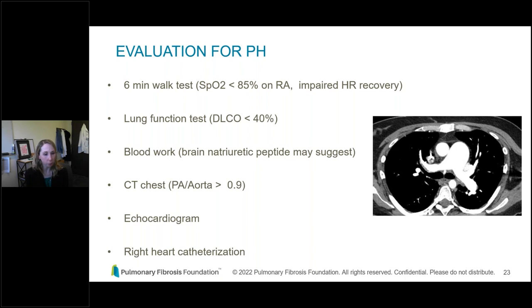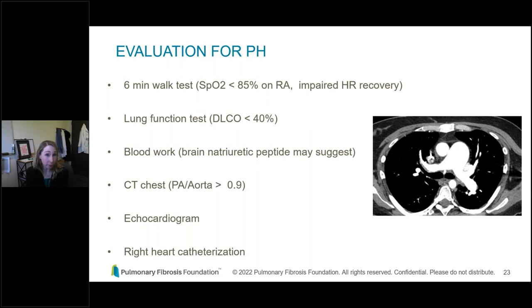Normally when you walk, your heart rate goes up because your heart's working a bit harder to feed all those moving tissues. But if your heart rate goes up and is staying up and not coming back down, that makes me worry a bit about pulmonary hypertension. There are certain parameters on lung function testing that can give us a clue.